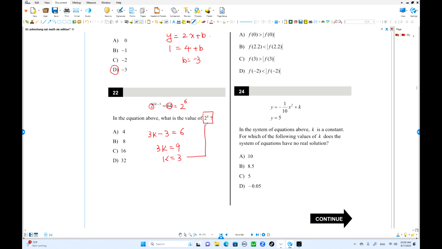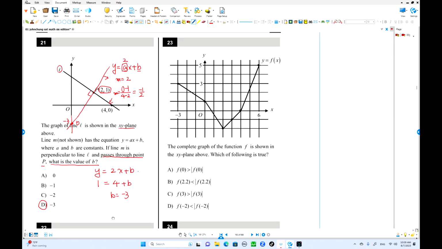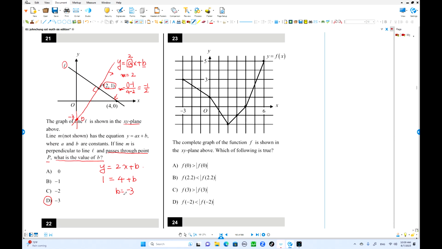After that, you plug in the number into 2 to the k, okay? So 2 to the third power equals 8. So choice B is the answer, okay? All right, move on to number 23.